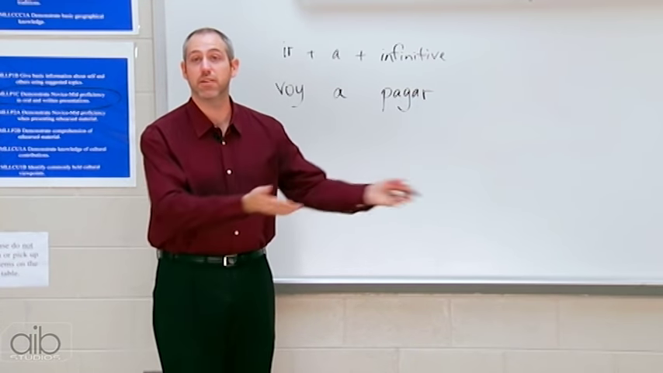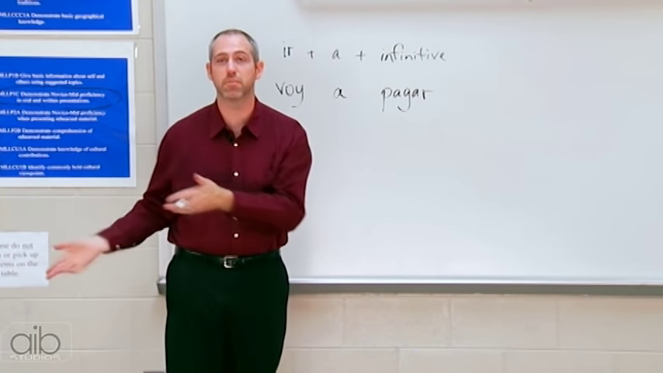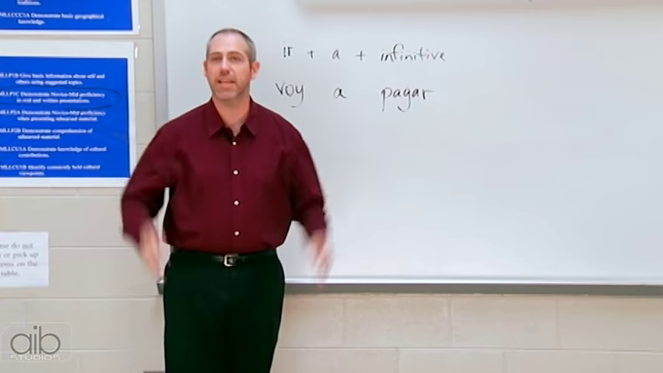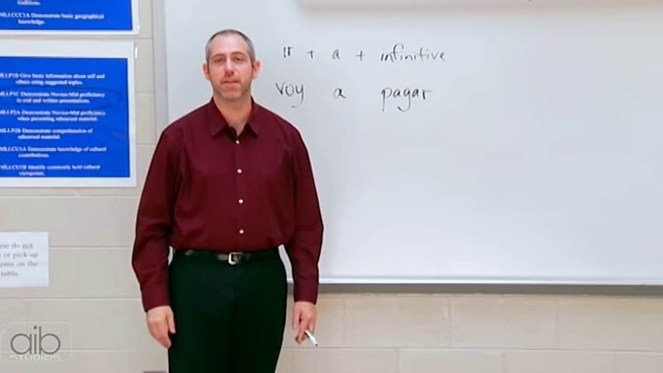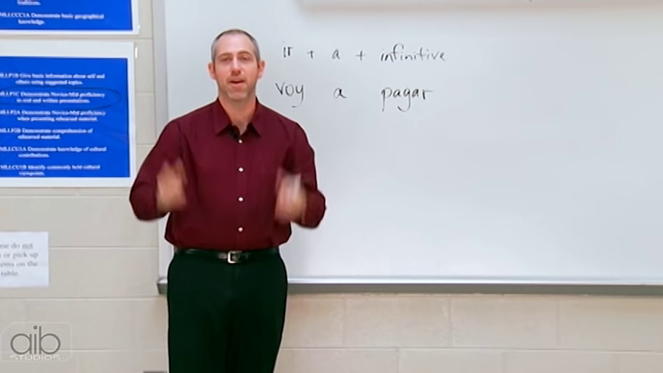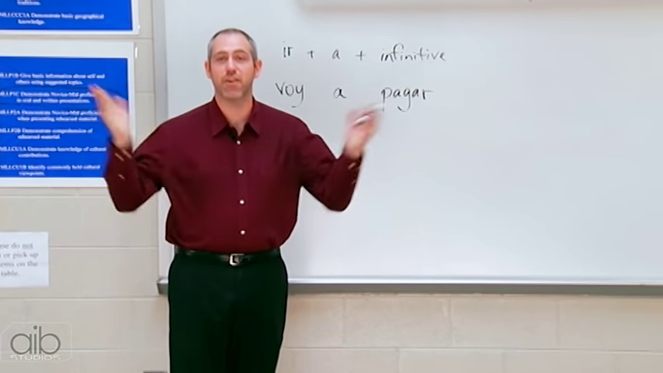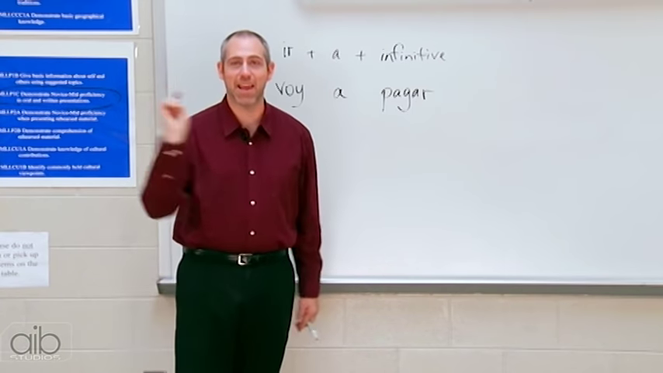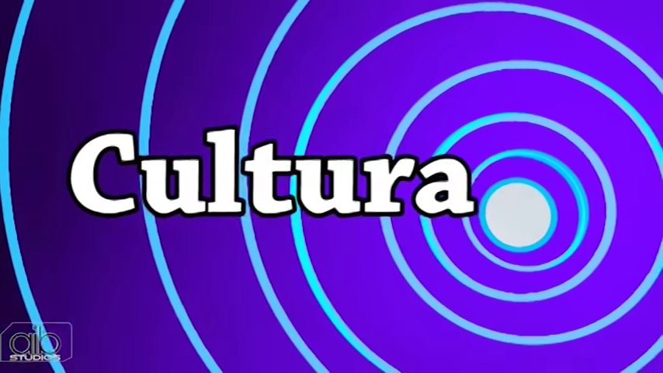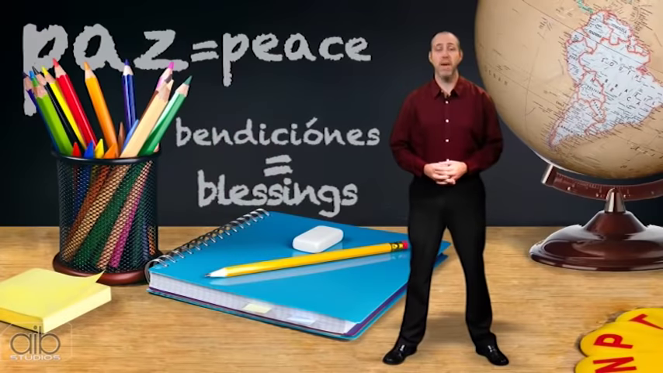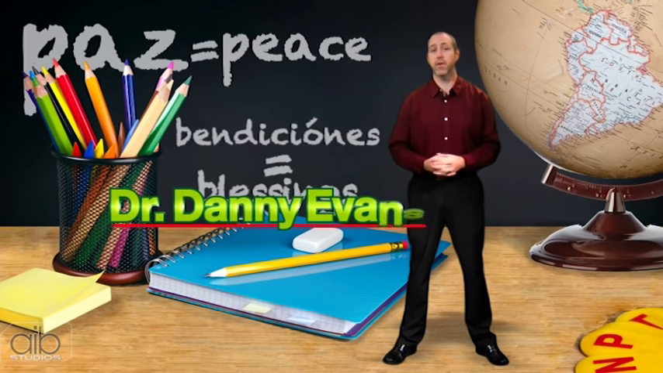Now you can use that with any verb in Spanish. She is going to do something. We are going to do something. Use the formula ir plus a plus infinitive. And that's a very simple way for you to expand your conversation in a great way. Because now you can talk about where you're going and what you're going to do. Today's lesson was all about going places, places in town, and the verb ir, to go.